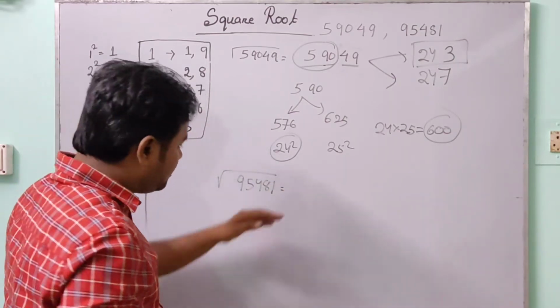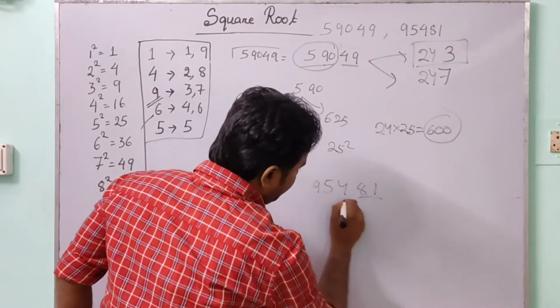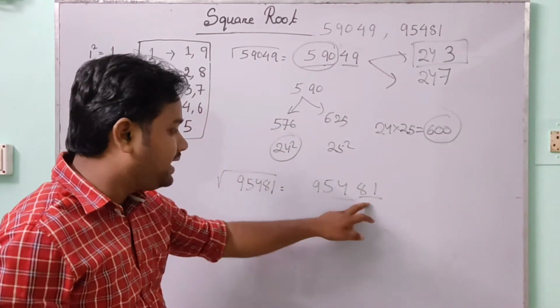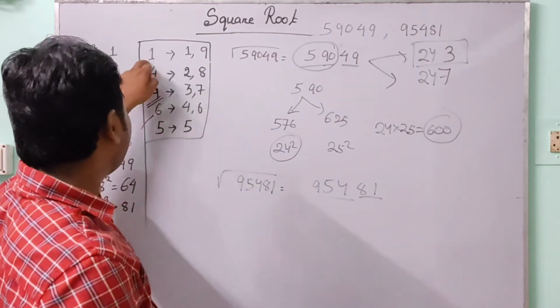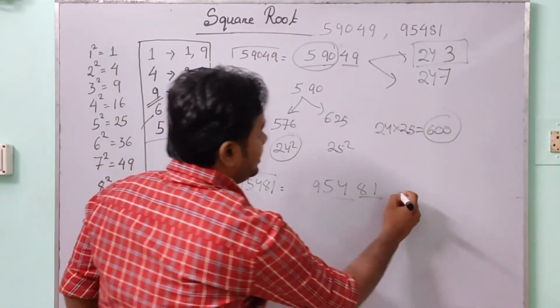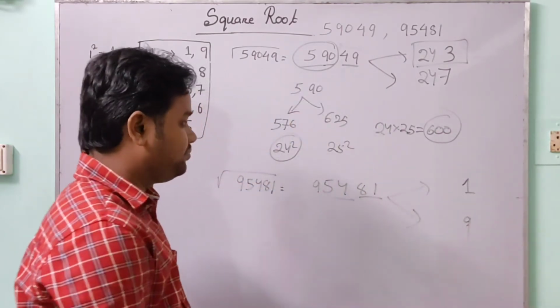The same thing, pairing. 95481. By pairing we got 81, and the unit place is 1. Since the unit place is 1, I have written 1 and 9 here.